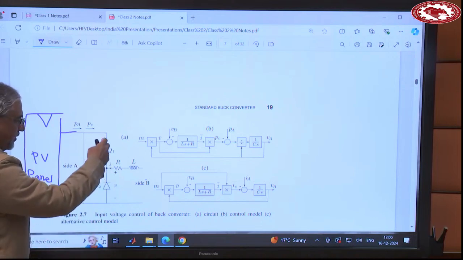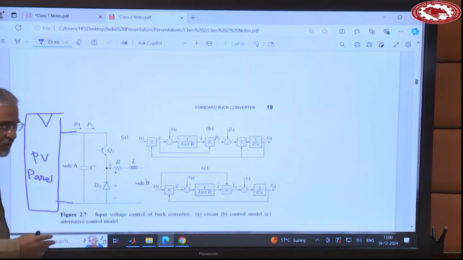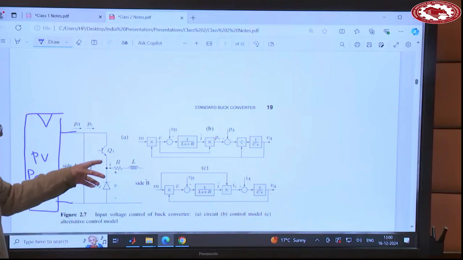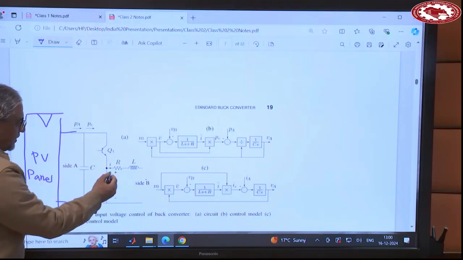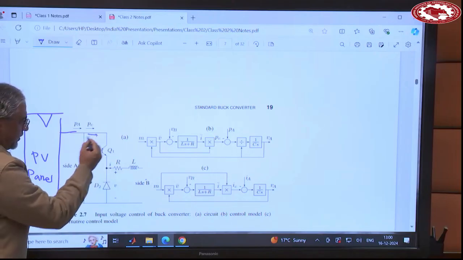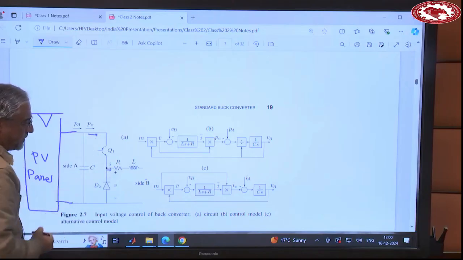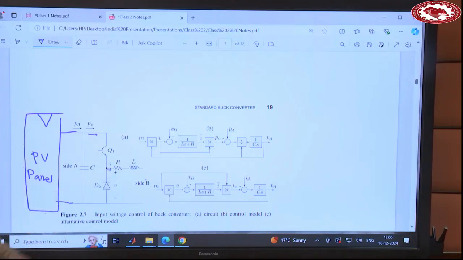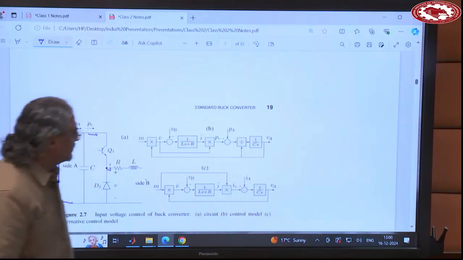Now, the power lost in this transistor and this diode is a tiny amount of power, so you can just ignore that. So this power and this power are equal. This power and this power. I call it PC, right? So PA minus PC is the power going into this capacitor.